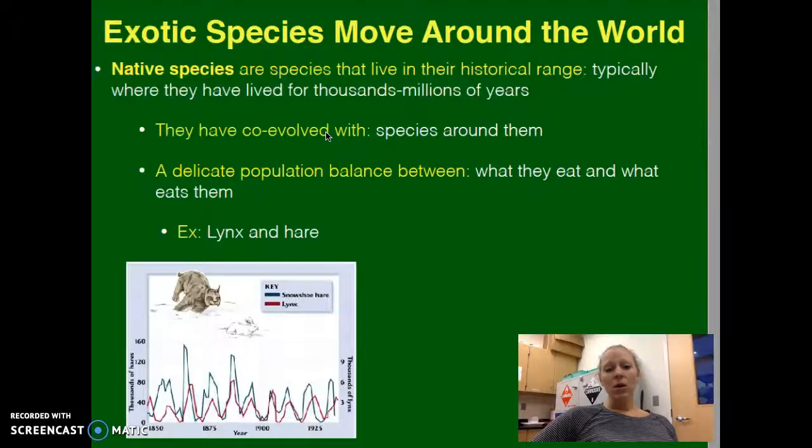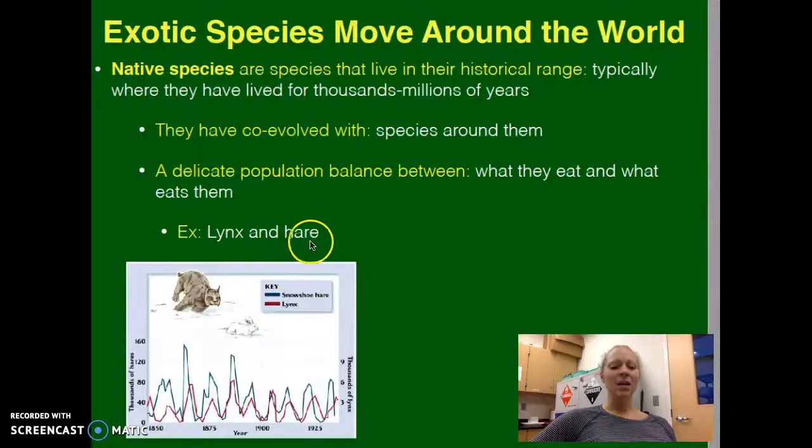Whoever eats whoever is going to keep that population in balance. So if we go back to the famous example of the lynx and the hare, you can see that the hare population is kept in balance by the lynx, but the lynx is also kept in balance by the hare. And so if you were to remove one of those species, you would see a result in the other.